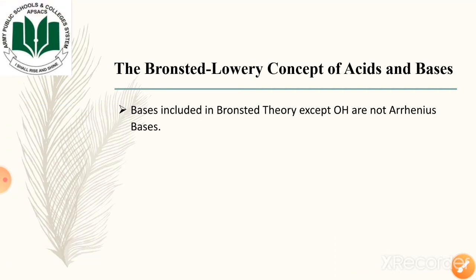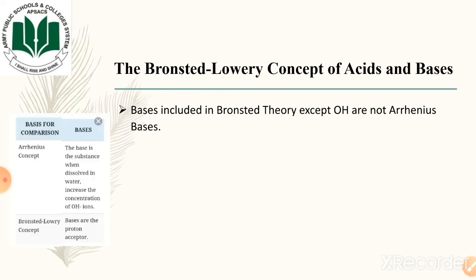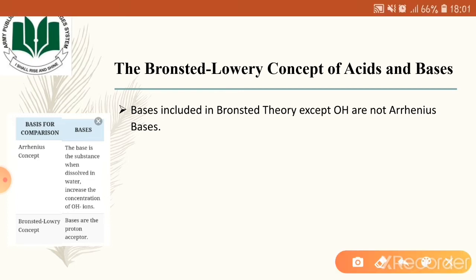We just discussed the acids. We just compared the acids in the Bronsted-Lowry concept and the Arrhenius concept. Now we will compare the bases in the Bronsted-Lowry concept and the Arrhenius concept. The bases that are included in the Bronsted theory, except having the OH group, are not Arrhenius bases. Here is a comparison chart for the bases in the Arrhenius concept and the Bronsted-Lowry concept.